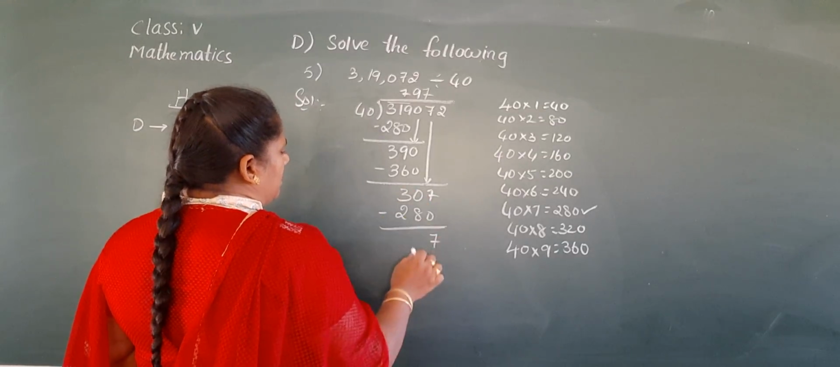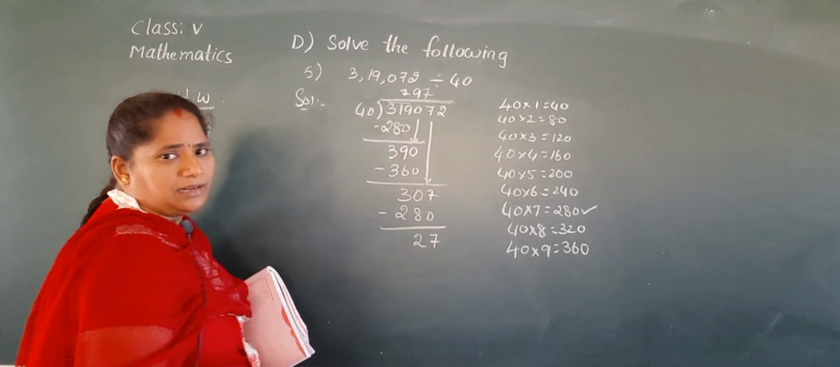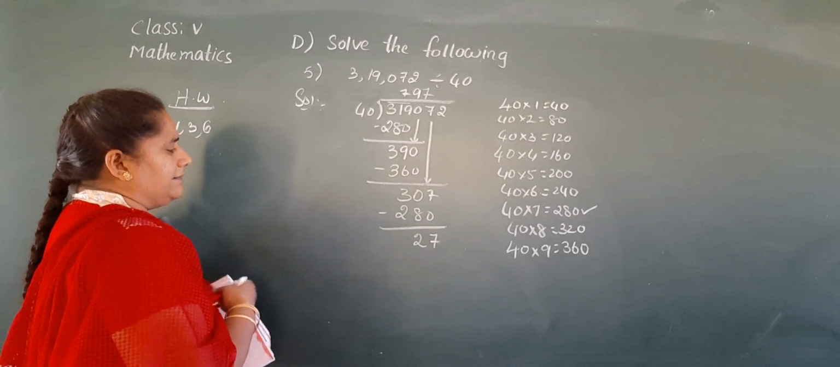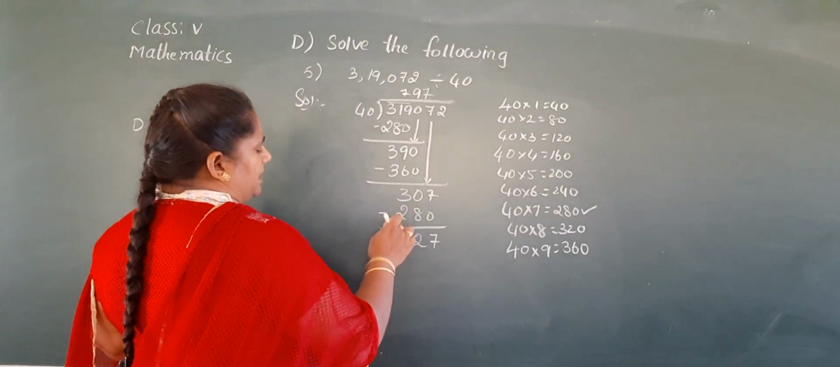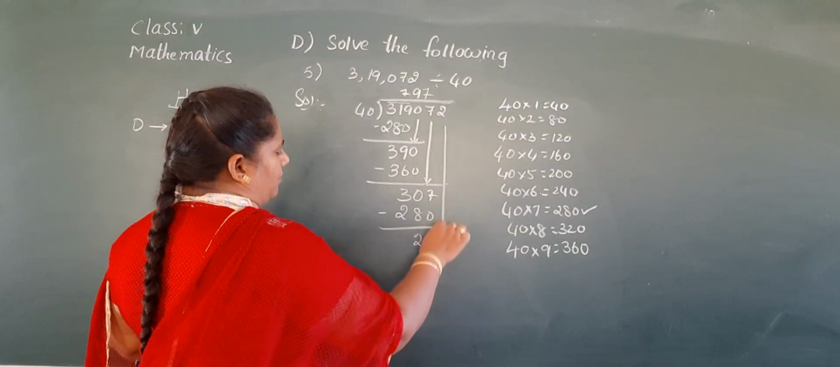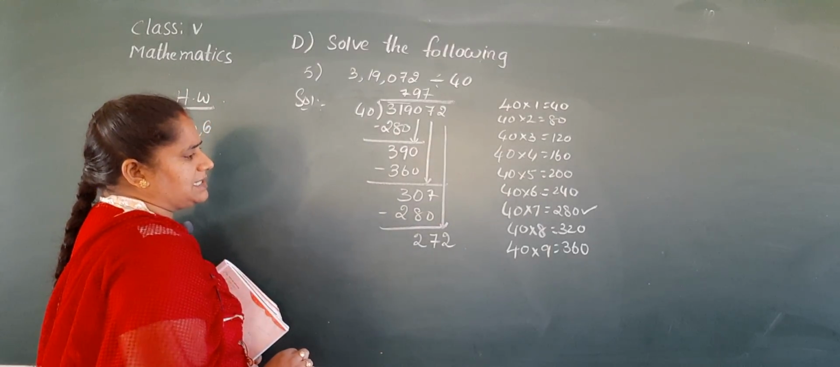7. 10 minus 8 is 2. Why? Here 0 is there, so you take borrow. 0 becomes 10 and 3 becomes 2. So 10 minus 8 is 2. 2 minus 2 is 0. Left side 0 has no value, so there is no need to write it. 272. Which one is the nearest number?